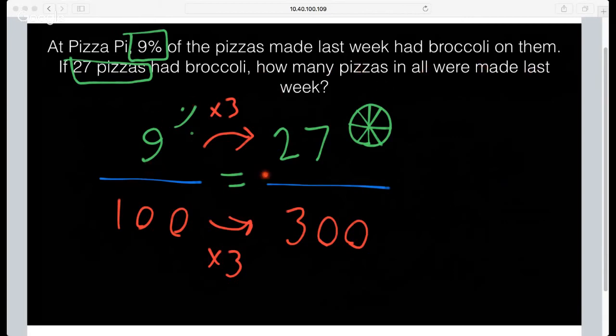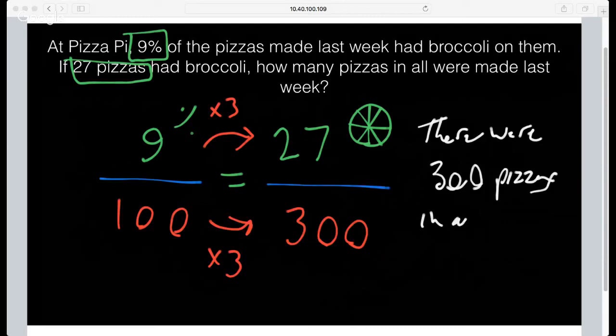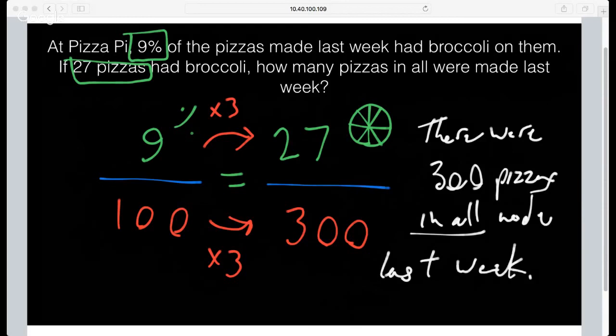So how many pizzas in all were made last week? Well, 9% of them, which is 27 pizzas, had broccoli. So there were 100%, and 100%, that means all the pizzas would be 300. So 27 of these 300 pizzas had broccoli. The rest I would actually eat. Okay? And let's see, how would we write this out? We would write it like this. We would say how many pizzas in all were made last week? There were 300 pizzas in all made last week. Woo! There we go, guys.